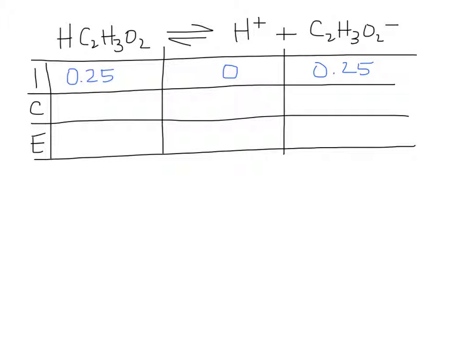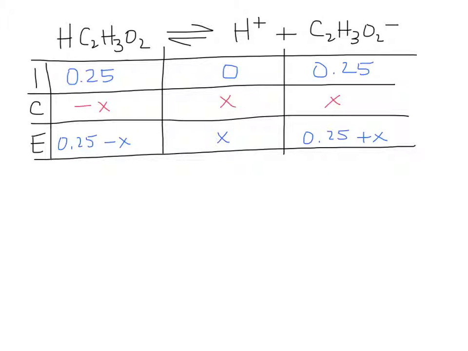Now, at equilibrium, we're going to expect that some of this acetic acid will dissociate, some amount X. That means some hydrogen ion will be produced and some additional acetate will be produced. So at equilibrium, 0.25 minus X, X, and 0.25 plus X.